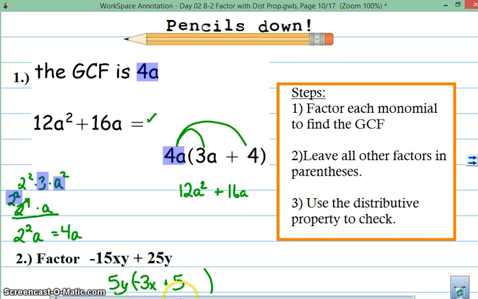And that's it. We check with the distributive property. If I do 5y times negative 3x, I get negative 15xy. That looks good so far. 5y times 5, I end up with 25y. It checks.